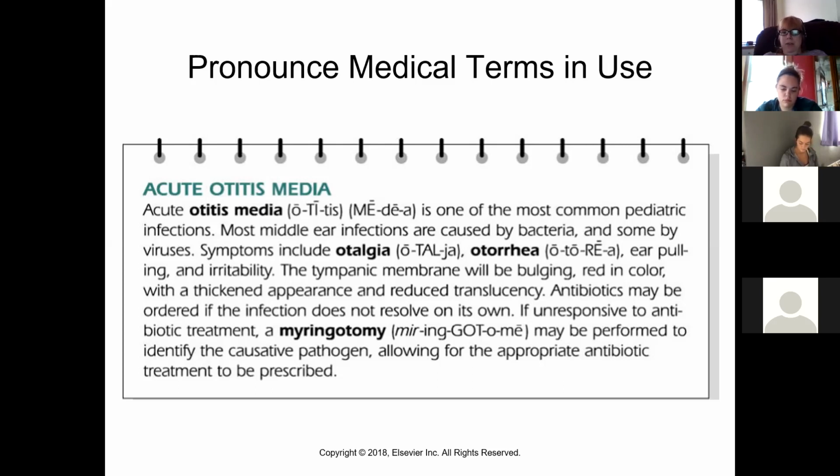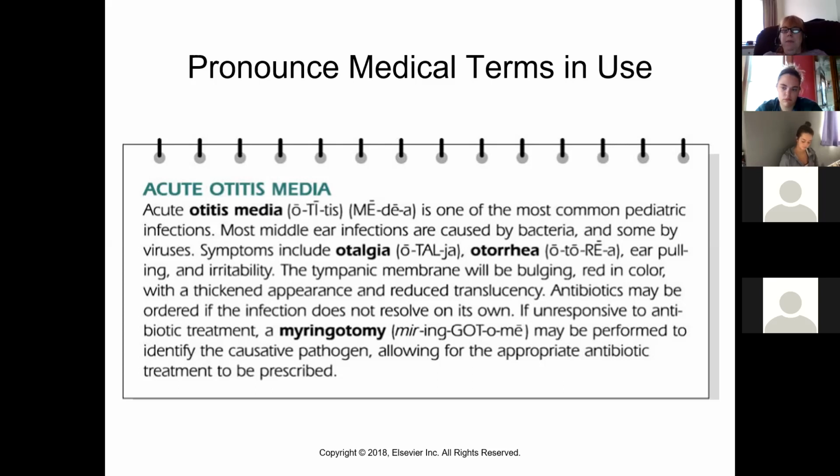So what are some other ways you think of, or what's a common thing you can think of if somebody gets a recurring ear infection? What are some things that you've heard that they would do? Anybody? Little kids get tubes in their ears.